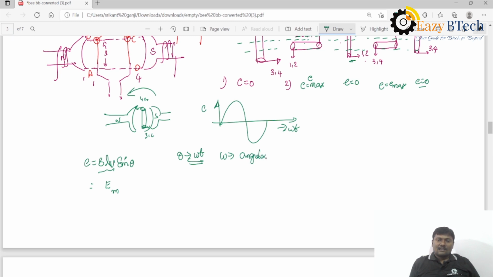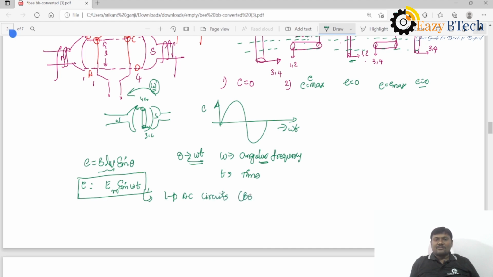It will be rotating with omega, that is called the angular velocity, and this is the angular frequency, and t is the time. V is the linear velocity. E equals E max sine omega t. So that is our generated EMF equation. This equation is used in single phase AC circuits, that is there in the BEE subject.